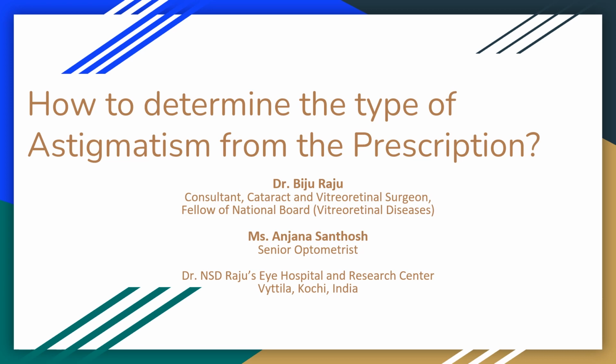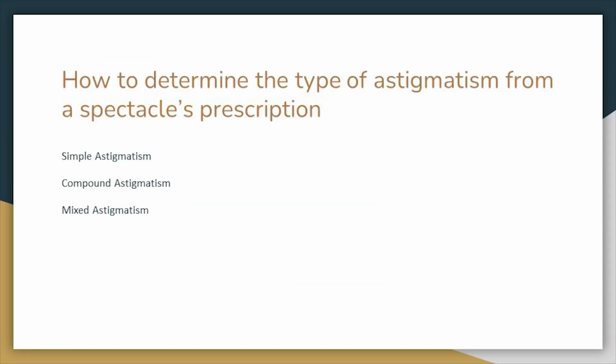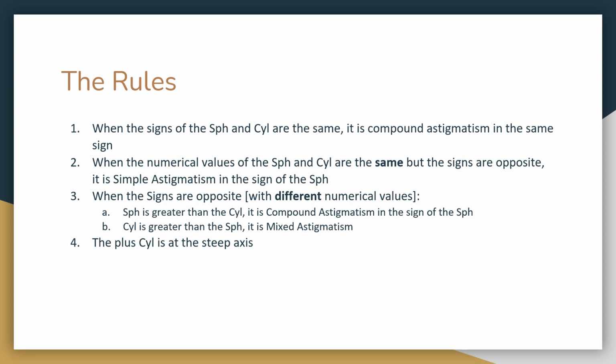Hi, I'm Dr. Biju Raju, and let us look at how to determine the type of astigmatism from just the spectacles prescription. We all know that commonly there are three types of astigmatism: simple, compound, and mixed. Let's discuss the rules first and go forward with each one of the rules.